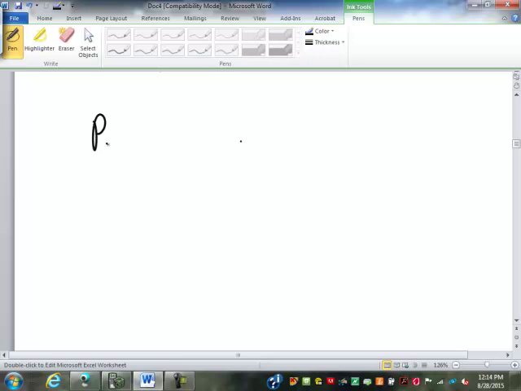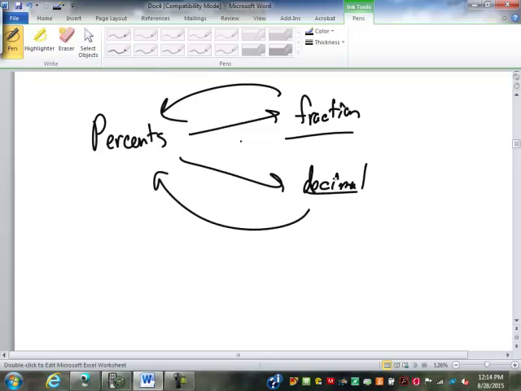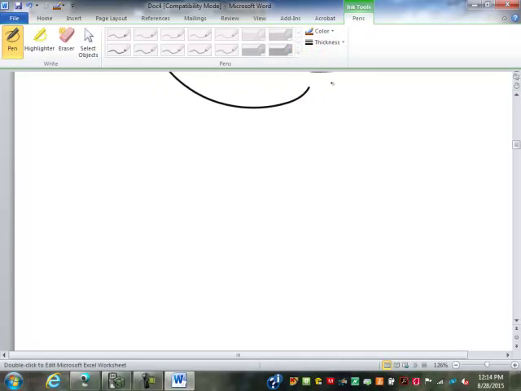With our percents, we need to be able to convert to a fraction, our decimal, and of course, back again. Our Roman numerals.